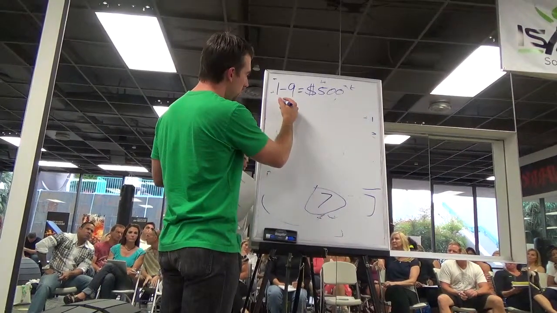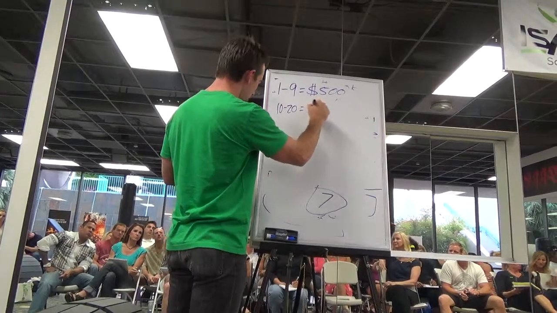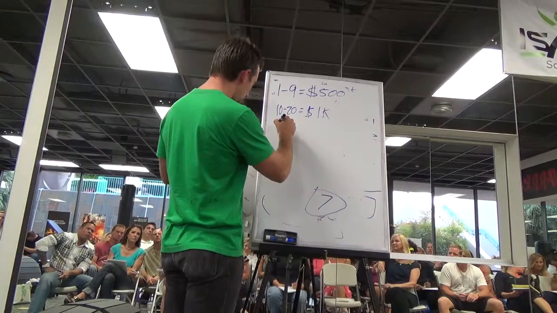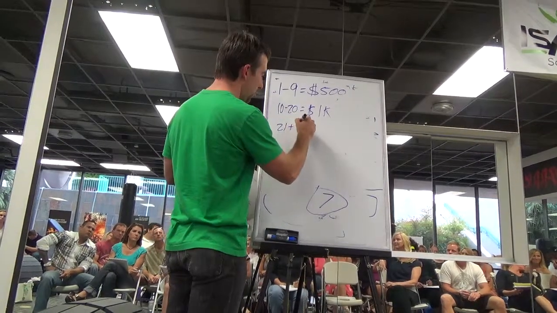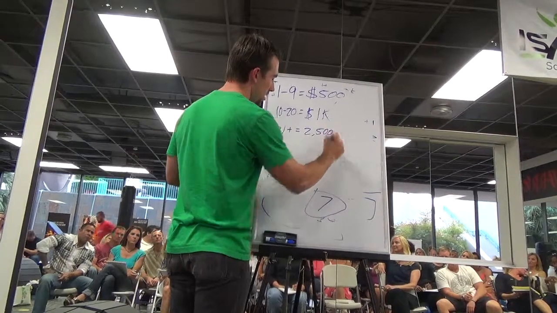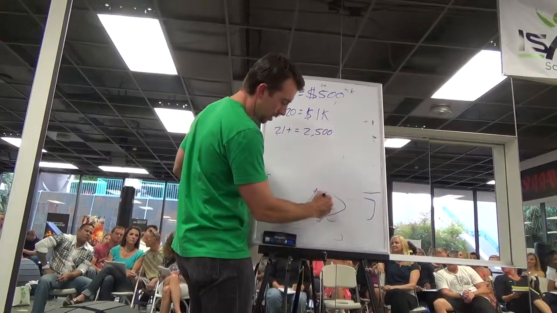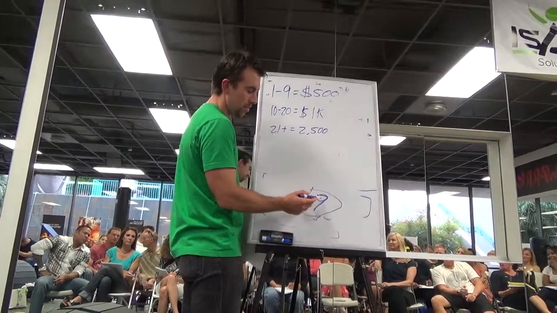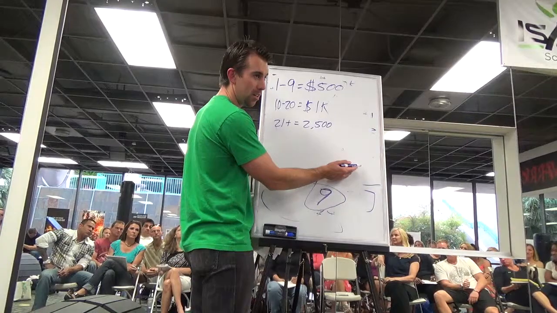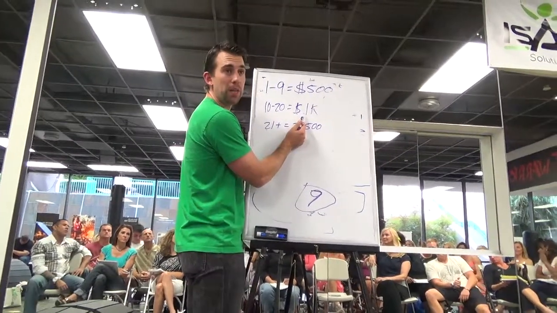If you earn between 10 and 20, the most you can earn is $1,000. And if you earn 21 or above, the most you can earn is $2,500. So let's say this number was 9. It would have taken maybe one more cycle during the week to get an extra $500.